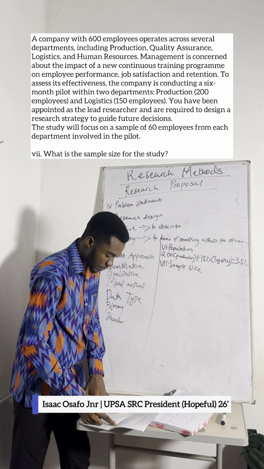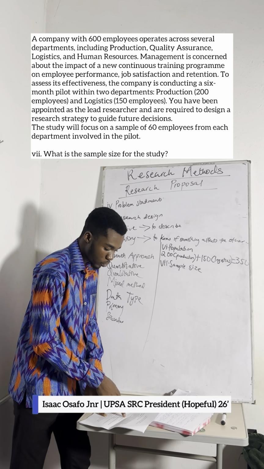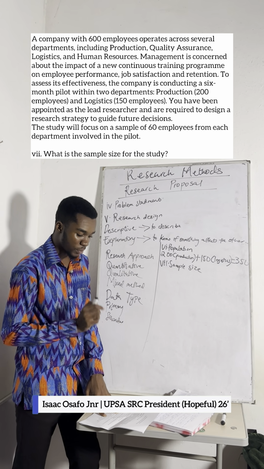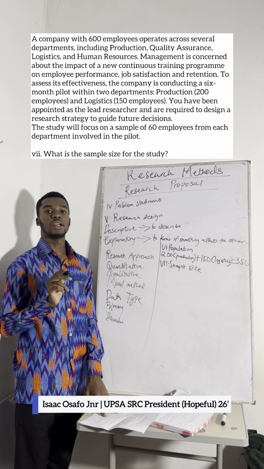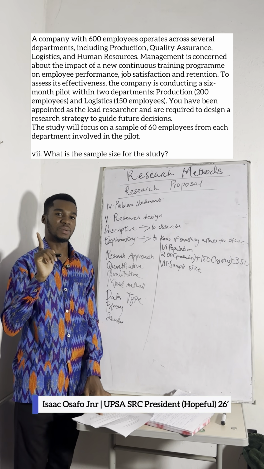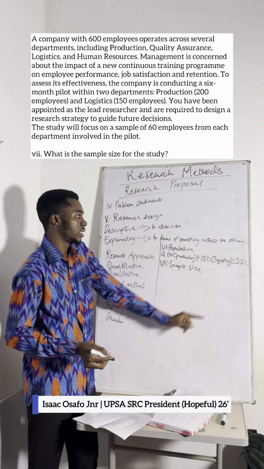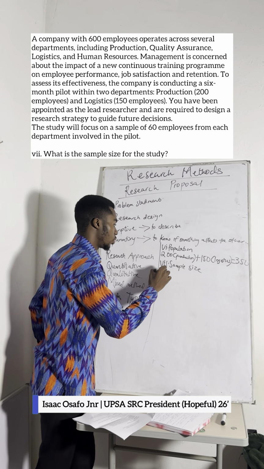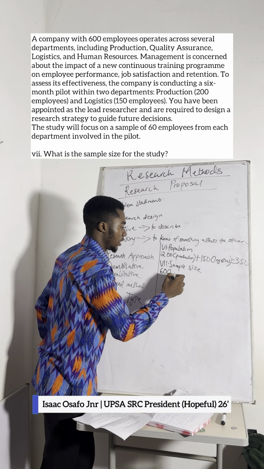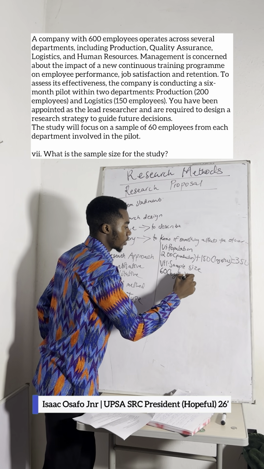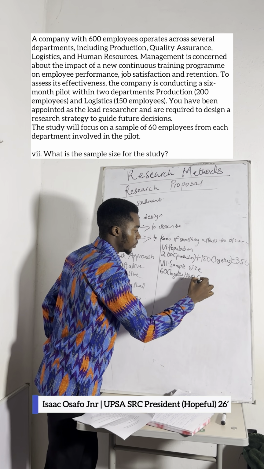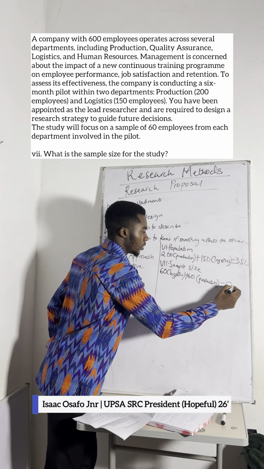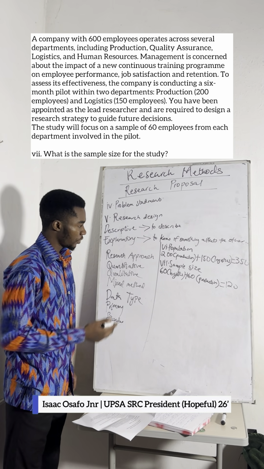And now they gave you the information in the question. So at the latter part, they said the study will focus on a sample of 60 employees from each department involved in the pilot. So 60 employees from each department. That's production and logistics. So 60 from production, 60 from logistics. So that will give you what? 120. So 60 from logistics plus 60 from production, that will give you 120 employees. All right. So we are done with the Venn II.